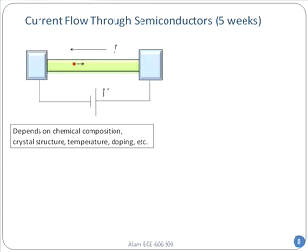Now, of course, how much current will go depends on the resistivity of the material. Different materials have different resistivity. That, of course, depends on the chemical composition, crystal structure, temperature, and doping, all sorts of things. And we'll discuss that in a little bit. Now, one thing is we could make a huge, humongous table and measure the resistivity of every material, and that is, in fact, up till the 1900s, what people used to do.